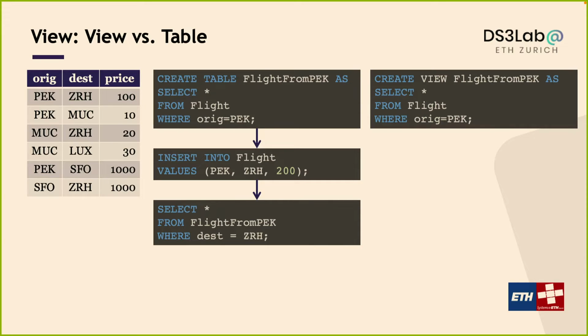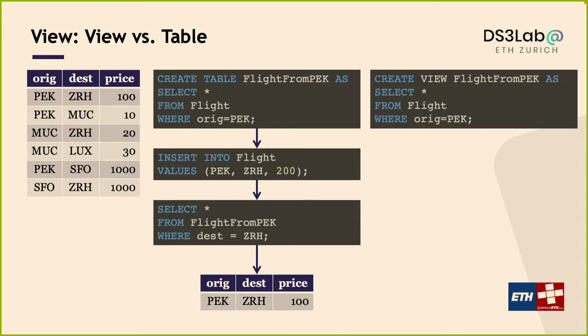How many tuples are we going to have? Who thinks we get 0 tuples, 1 tuple, 2 tuples, 3, 4, 5? No? Okay. So in this case, you get essentially 1 tuple, right? If you think about why, this flight from PK table, once it's created, it doesn't matter what you put into the flight table, right?